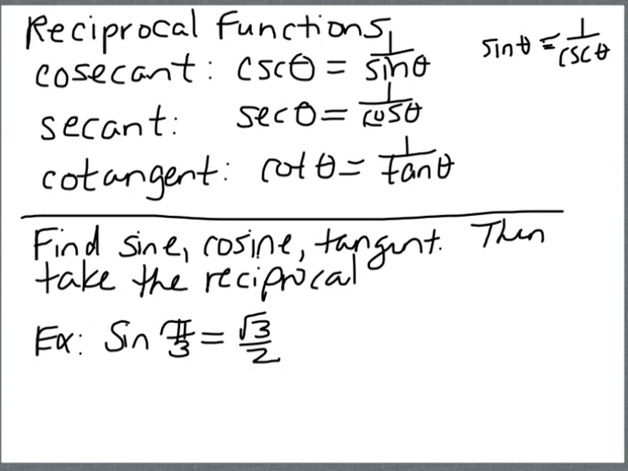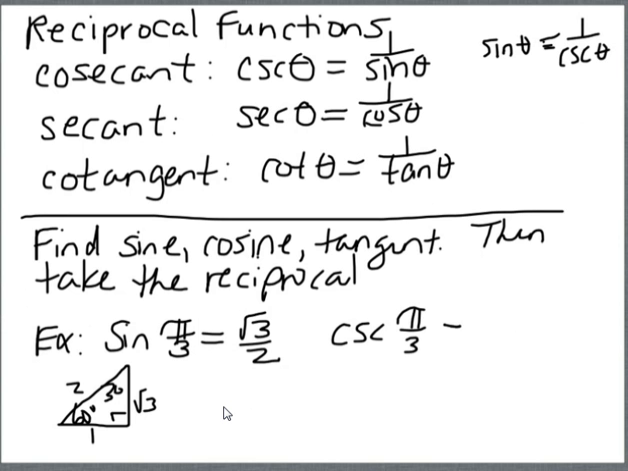So the first example is sine of pi over 3. Pi over 3 is a 60-degree angle. There's our 60-degree angle. There's our 30. So we have 1, square root of 3, 2. Sine of pi over 3 is square root of 3 over 2, the opposite over the hypotenuse. So what's cosecant of pi over 3? Well, the reciprocal of the square root of 3 over 2 is 2 over the square root of 3. And typically we'll rationalize that, and we end up with 2 square root of 3 over 3.